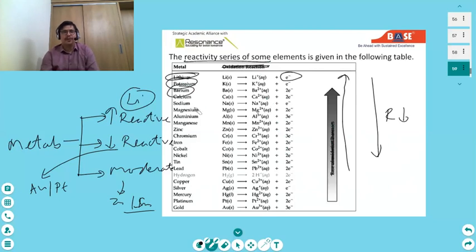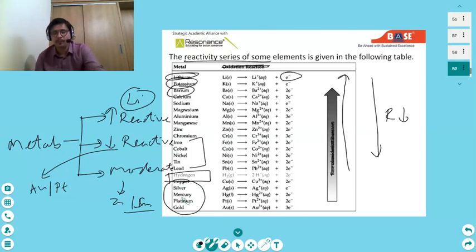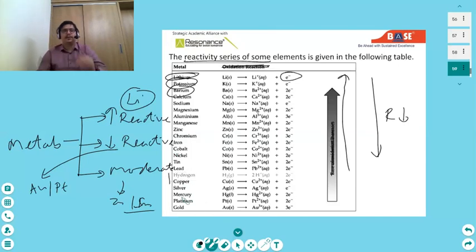Then potassium, barium, like that. Hydrogen is there somewhere in the bottom. To differentiate the more reactive side and less reactive side, moderate is somewhere here. So copper, silver, mercury, gold, platinum, they are basically less reactive. Remember here that the metals which are above hydrogen are reactive and they can react with the acid and replace hydrogen from it.